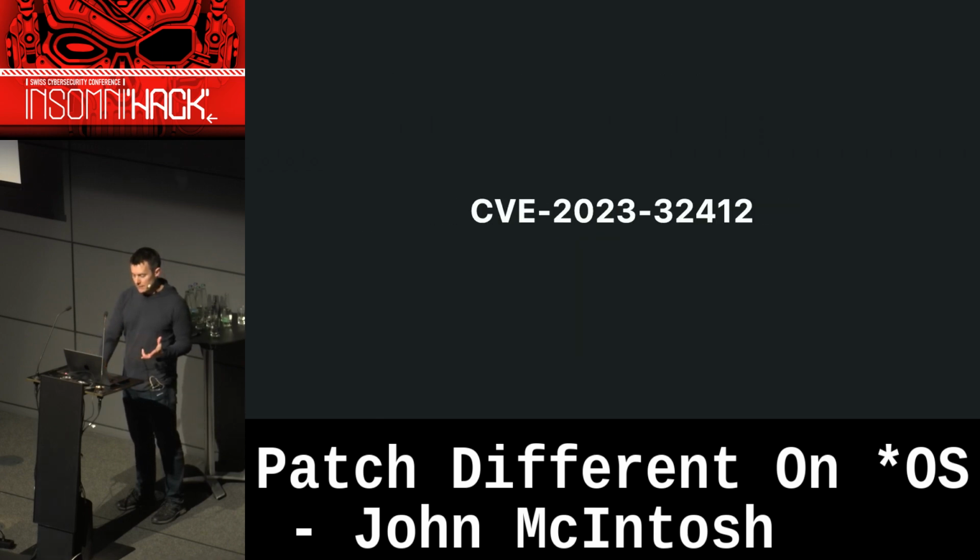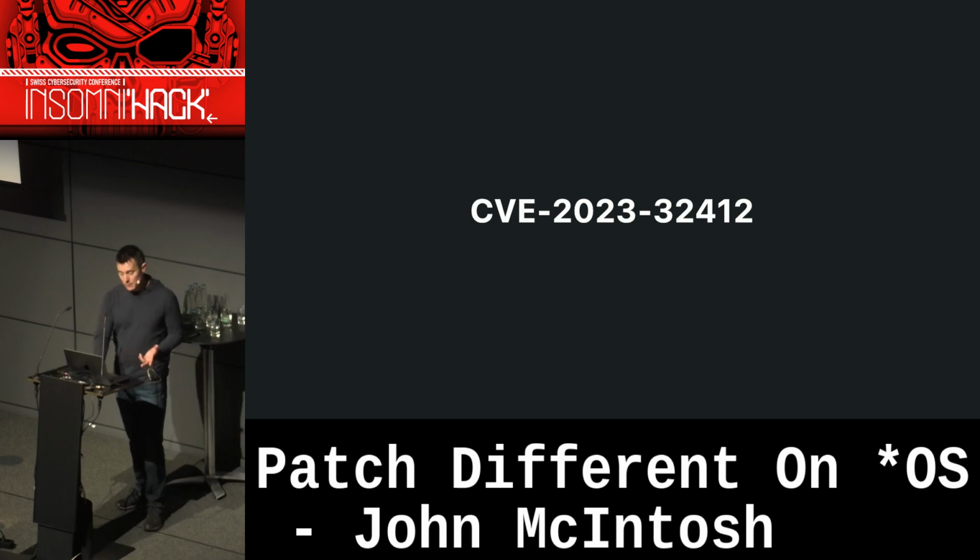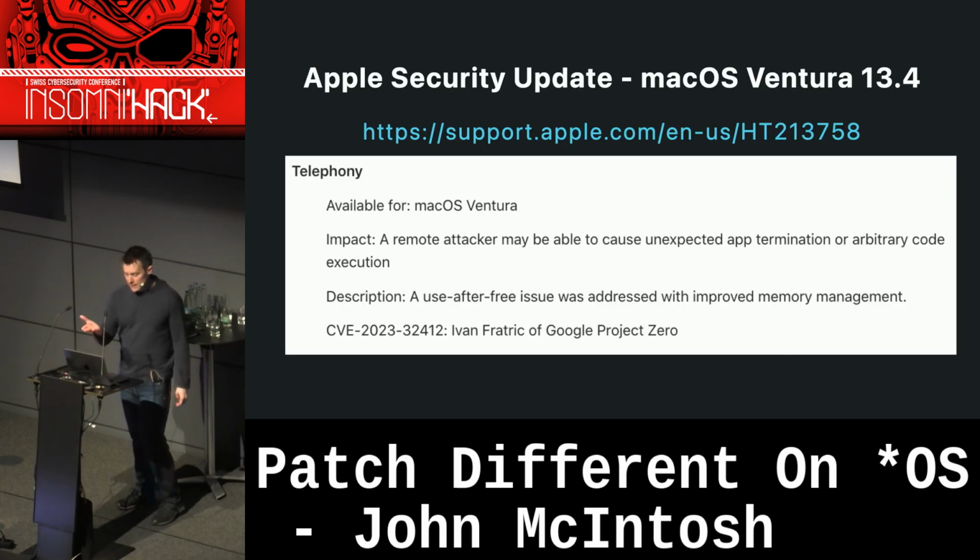So the CVE of interest now is 2023-32412. From the Apple Security Update, we can see it's something to do with telephony. A remote attacker may be able to cause unexpected app termination, like a denial of service, or arbitrary code execution. And then the use after free issue was fixed. And so the description itself kind of gives you some hints or some context of what to go look for. I mean, if you trust it. So we'll see how this works out.